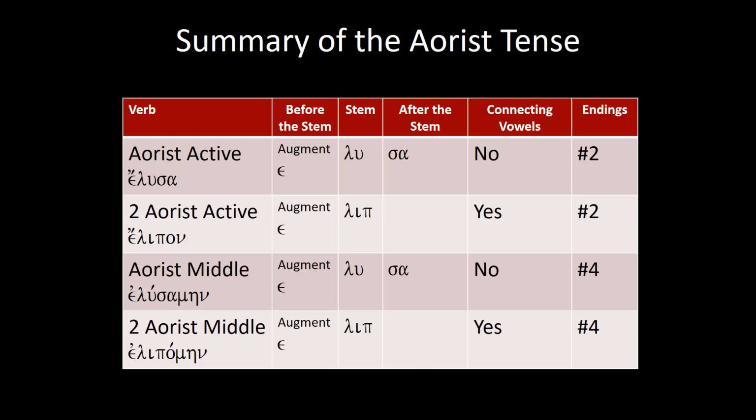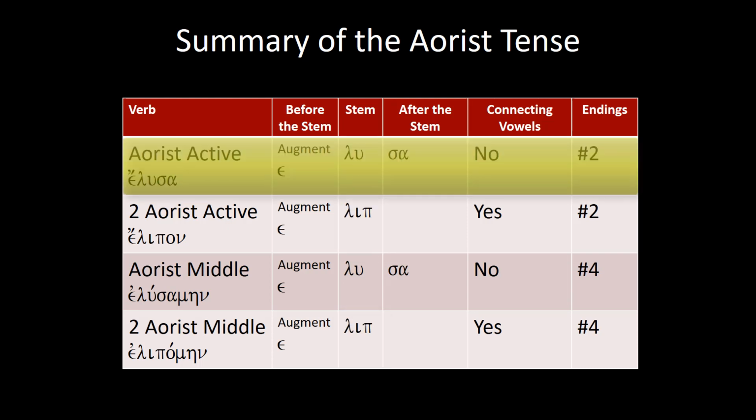Now let's look at the aorist tense. The big key for aorist is sigma alpha. You see it on aorist active and aorist middle. The other big key that we'll sometimes have for second form, second aorist, is the stem change. You remember that, the stem change? So let's look at aorist active.